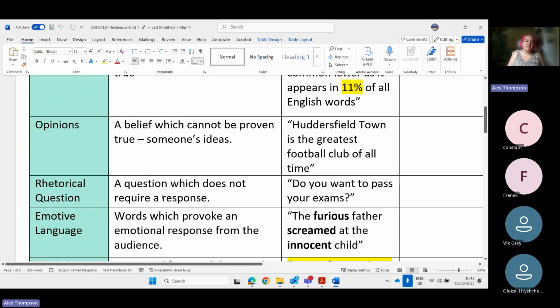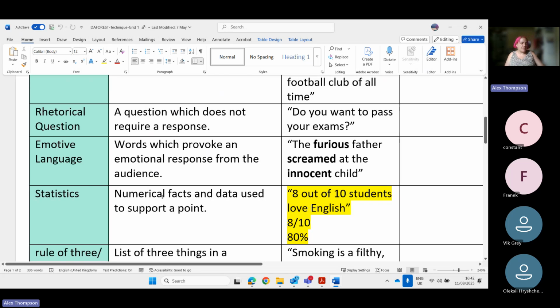Fact, opinion, rhetorical questions. I like to start my articles with a rhetorical question. It draws a response, even though we don't expect a response from our readers. It does make them think. So I say, are we having fun? And you either think, yeah, or no. But I don't expect you to answer me.